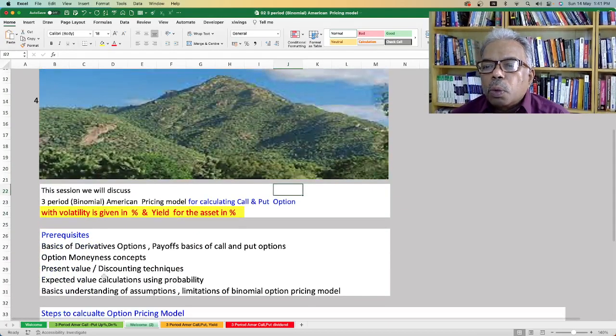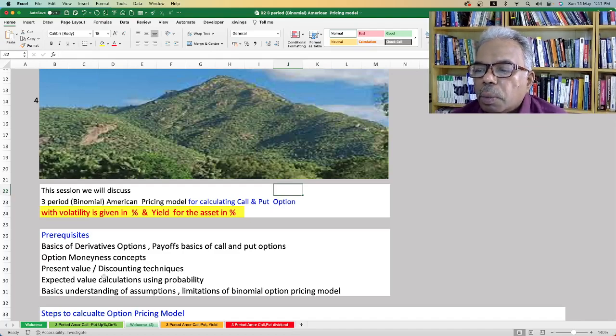So, what are all the prerequisites to learn this model? The basics of option payoff, option moneyness, present value discounting techniques, expected value using probability, and a basic understanding of the assumptions and the limitations of the binomial option pricing model.